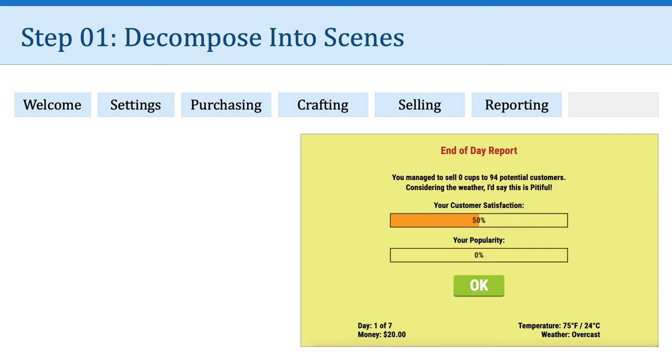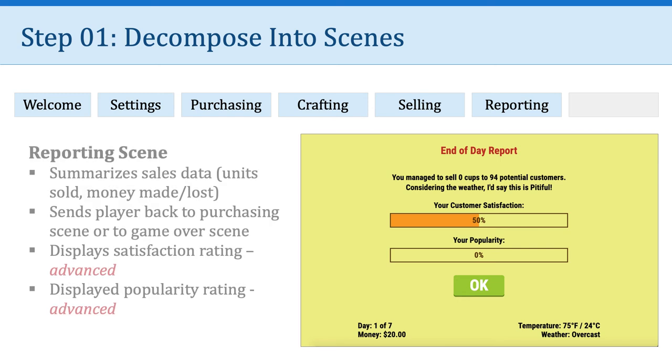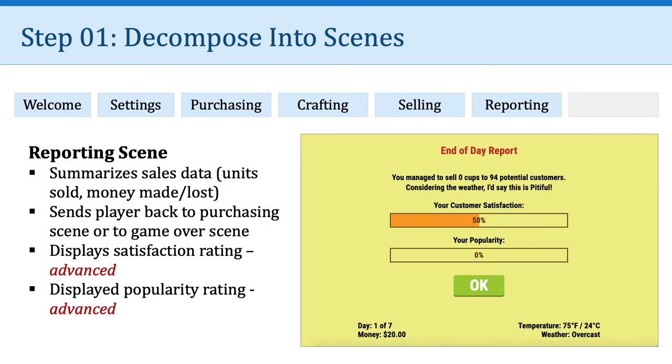Next up, we have the reporting scene. What does the reporting scene do? Well, it simply summarizes the sales data for that day. How many units were sold? How much money was made or lost? And it sends the player back to the purchasing scene or to the game over scene, depending on if there's any more days left in the simulation. More advanced features include displaying a satisfaction rating, how satisfied are your customers, and displaying a popularity rating, how popular is your quote unquote lemonade stand.